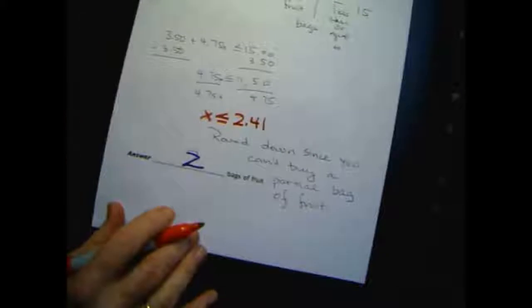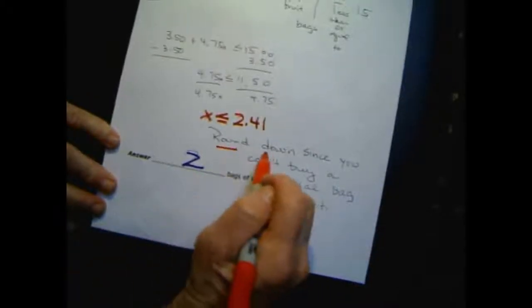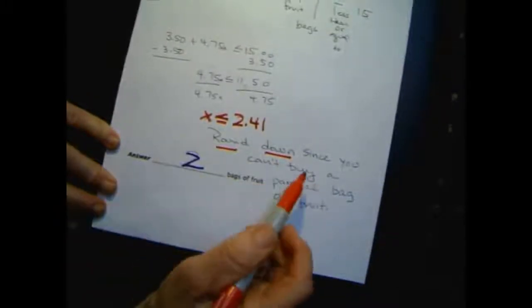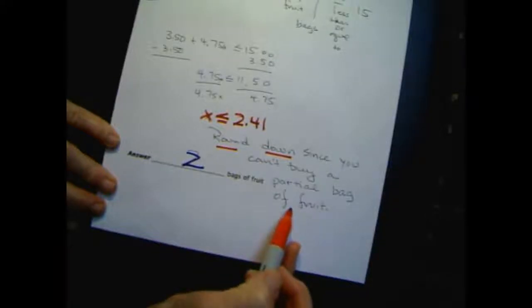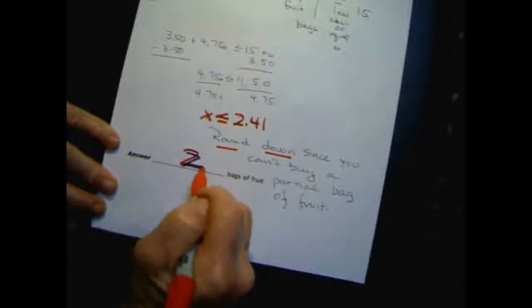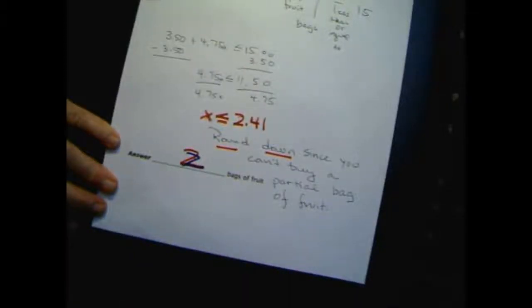We haven't talked too much about rounding, but in this case, you have to round down because you can't buy a third or a fourth of a bag of fruit. So she can only buy 2 bags of fruit, and she'll have a little left over.